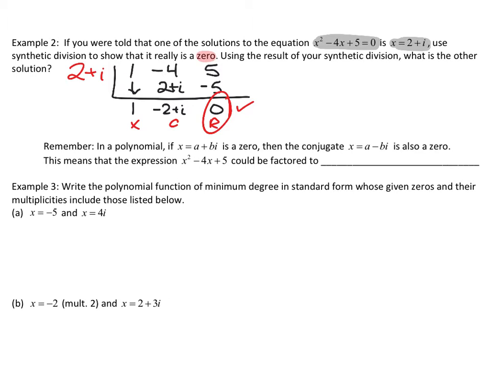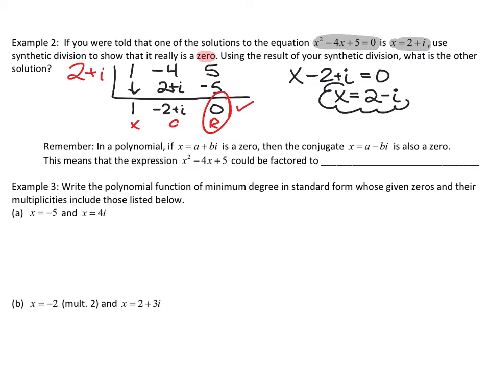And we need to find the other solution. Well, based on my quotient here, we have 1x and a constant of negative 2 plus i. Well, I want to solve that for 0, because just like the zero product property says, I can take each factor and set it equal to 0, which means I'm going to add 2 to both sides and subtract i from both sides. Our other 0 is at 2 minus i.